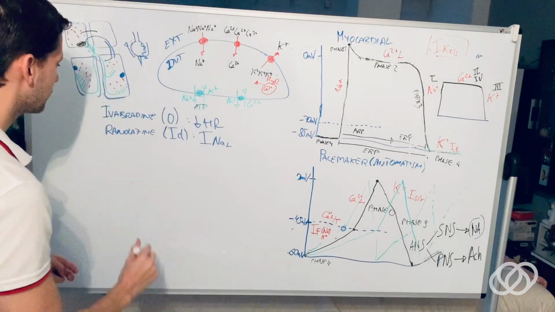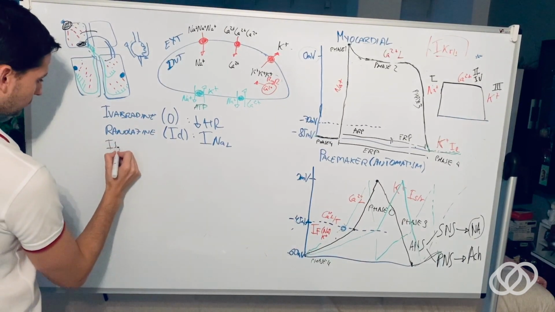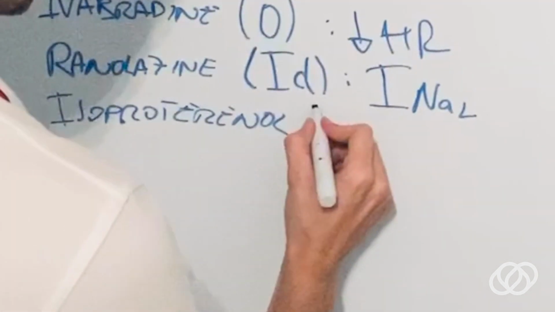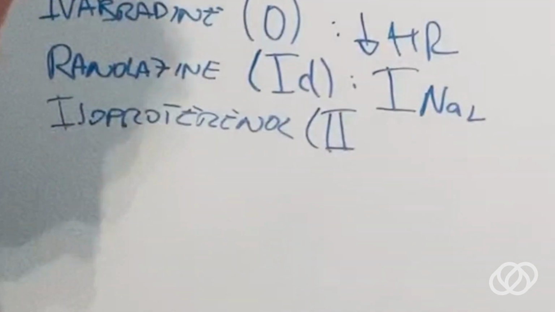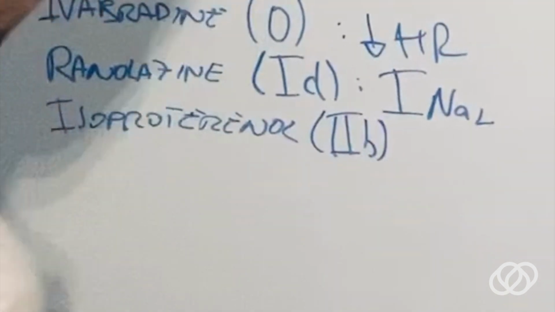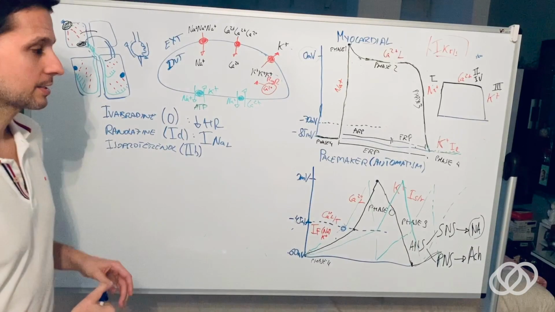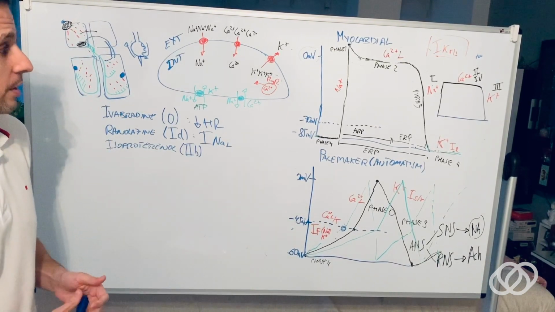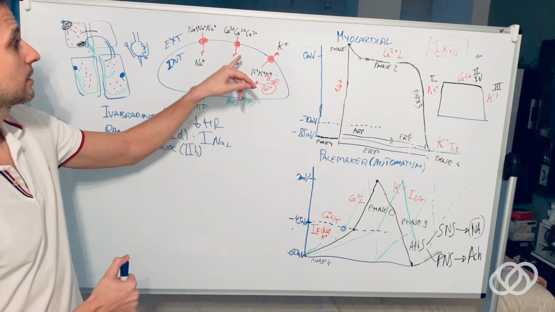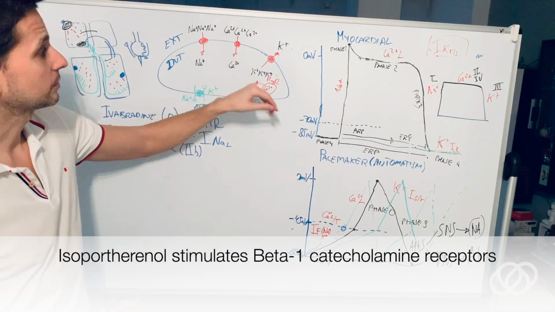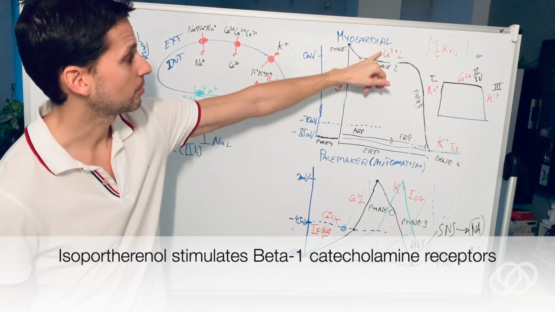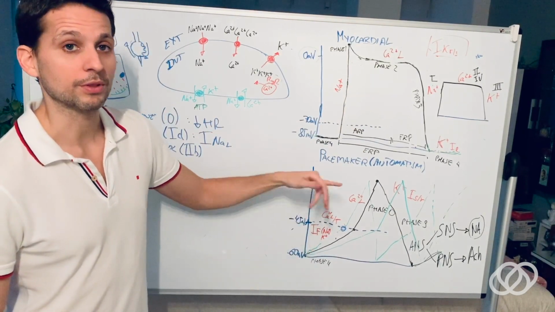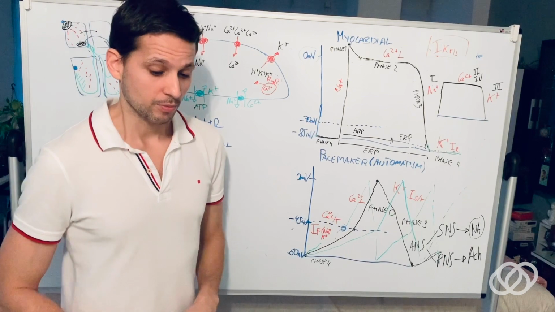So the next drug will be isoproterenol. Isoproterenol will be in the class 2B. What isoproterenol does is act like a catecholamine. We know that catecholamines enhance the calcium channel in the myocardial cells, promoting an inotropic effect, and also in the pacemaker cells, with a positive chronotropic effect.